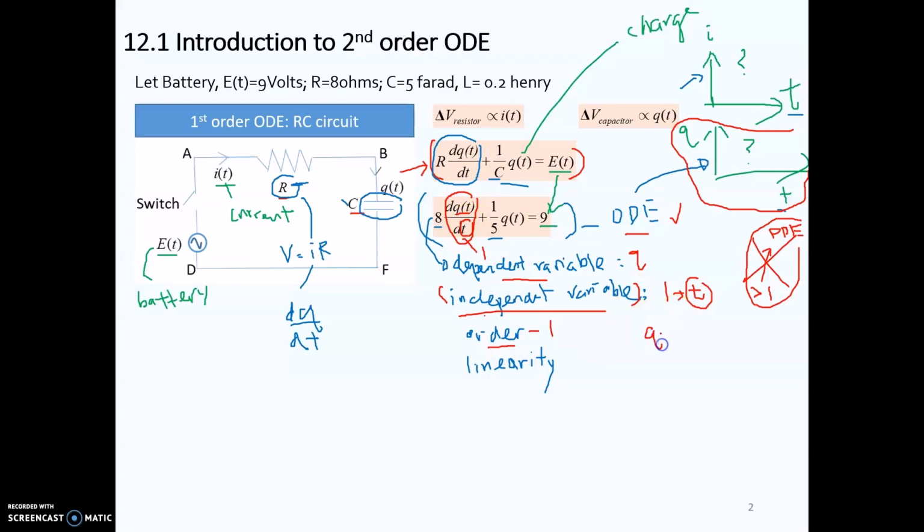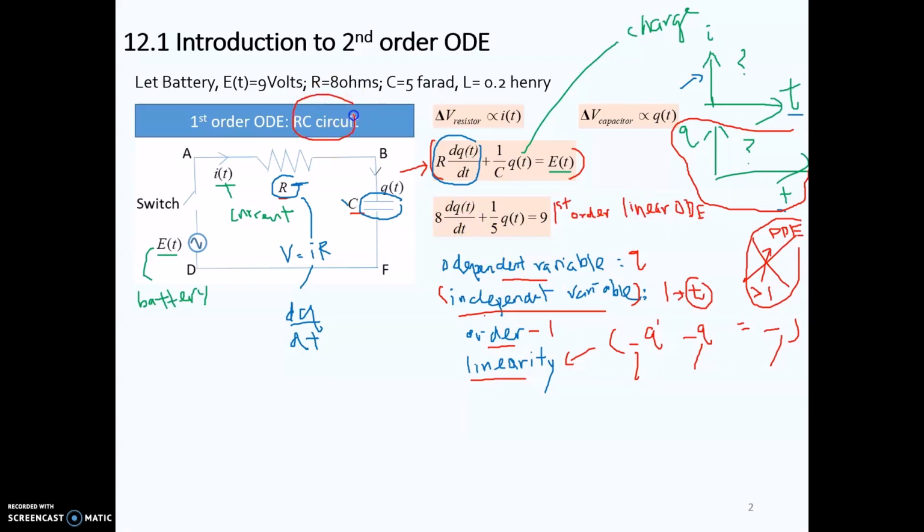So you have Q prime as the highest order, followed by Q, which is equal to your right hand side. If you look at the coefficients, you see all of the coefficients here are constant, right? Which are 8, 1 over 5, and 9. So if all of them are constant, then in this case we say it's a linear ODE. So this RC circuit here can be represented by this equation, and from here we are able to tell that this equation is known as the first order linear ODE.